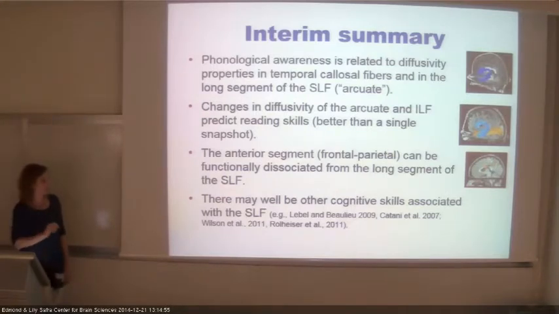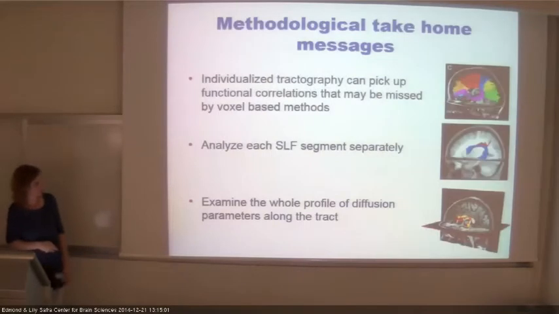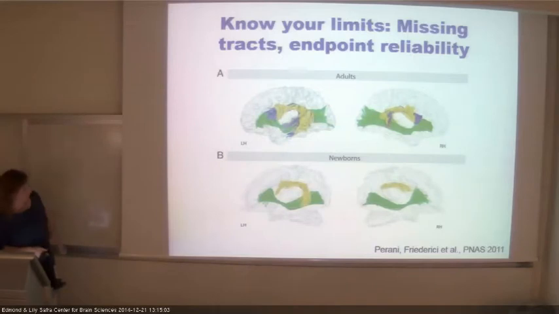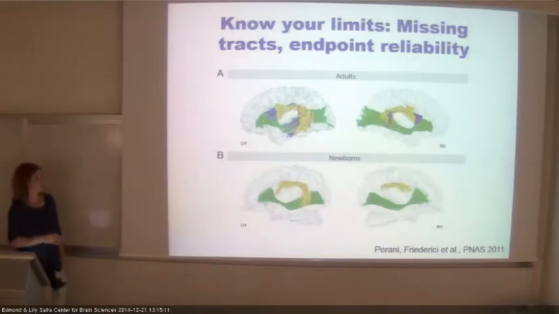Hopefully, if they were defined in individual subjects, then this is not all about registration. It's about the individual properties. And I have an example of how looking at whether you find a tract or you don't find a tract as the data, I think this is wrong. This is an image from Daniela Perani and Angela Friederici and others, a paper that was published in PNAS.